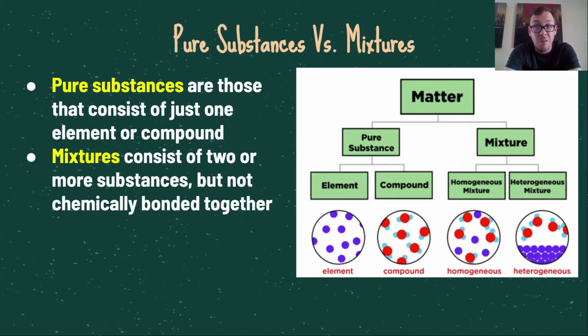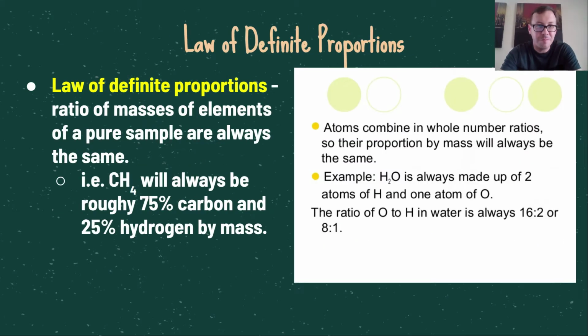So things like salt water, sugar water, oil and water, all of those would be considered mixtures because they do contain two or more substances, but they are not chemically bonded together. Pure substances that are compounds are chemically bonded together. So those are the key differences between identifying pure substances and mixtures.